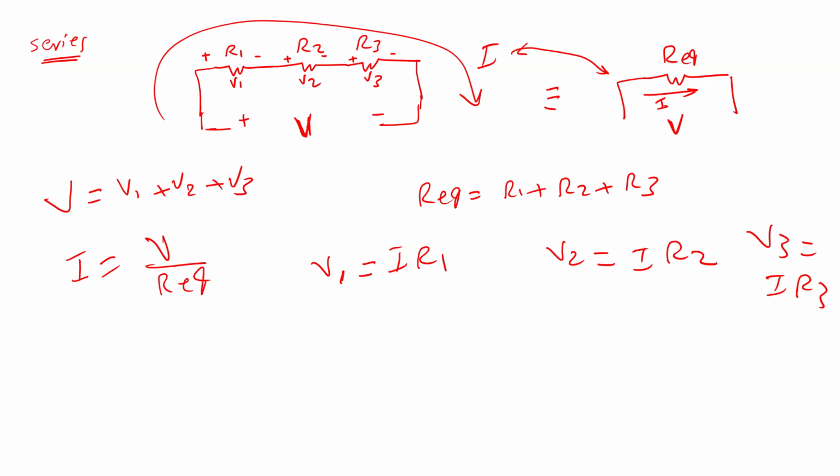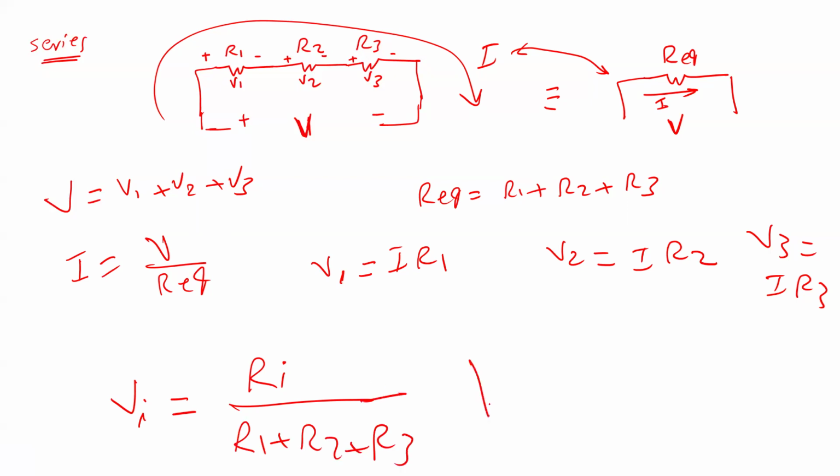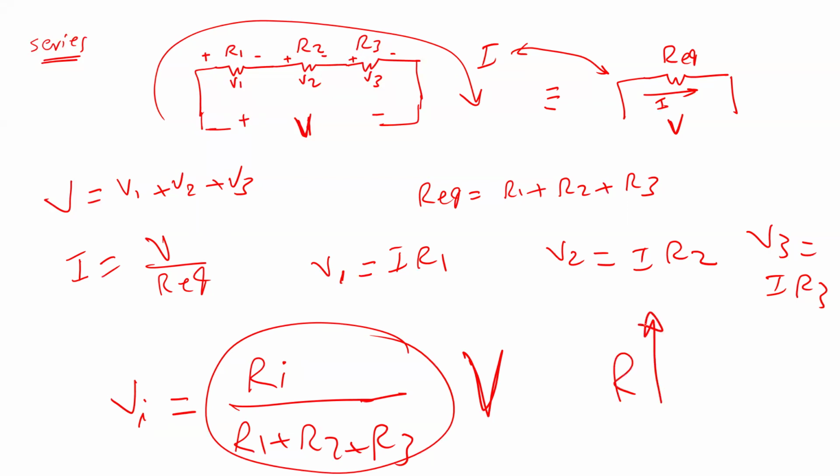Also, I give you a quick formula. You can use it. The quick formula is Vi equals Ri divided by R1 plus R2 plus R3, times V, where i can be 1, 2, or 3. So this can give you the ratio of V, because I told you V is distributed on them. So you can tell now, the higher the R, the greater the voltage Vi.